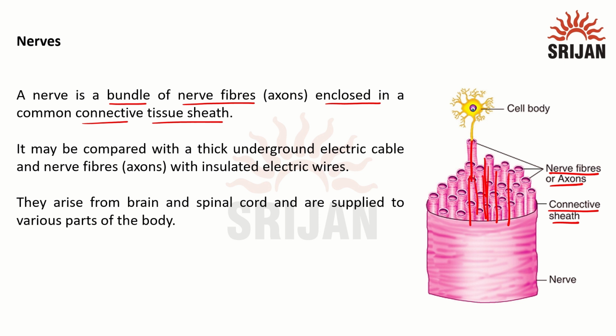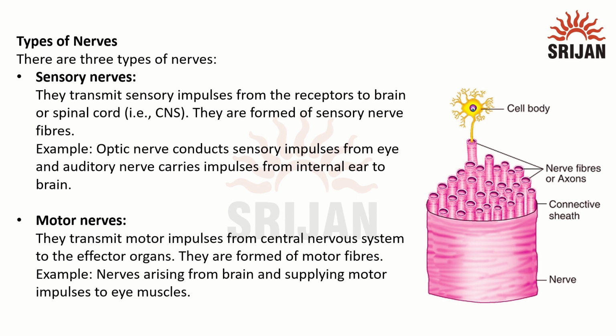It may be compared with a thick underground electric cable and nerve fibers with insulated electric wires. They arise from brain and spinal cord and are supplied to various parts of the body. Now, if we see types again, just like neurons, nerves can also be divided into three types.